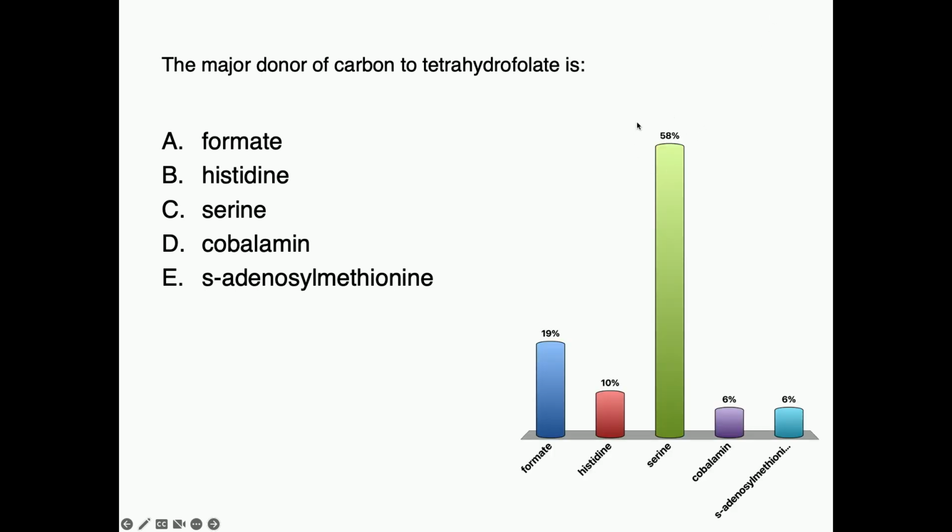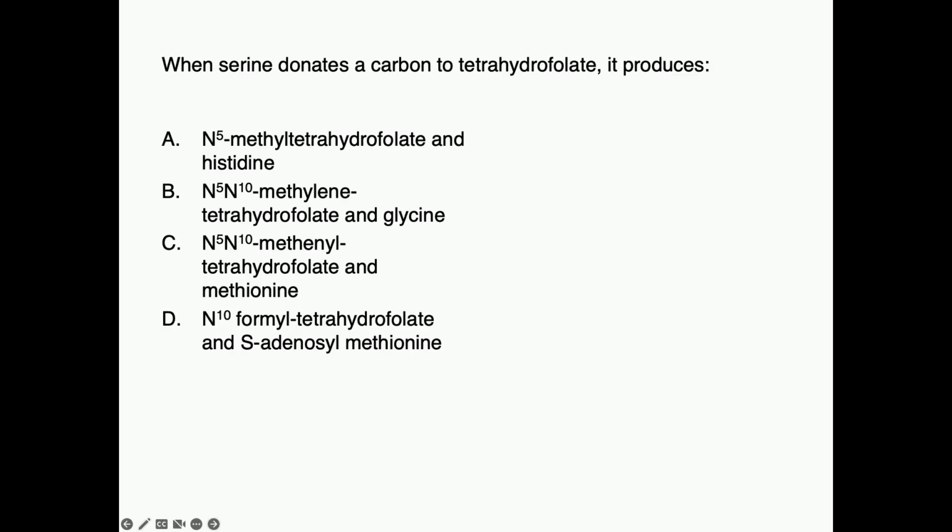Okay, serine, just by the molar amount of carbon that's going into tetrahydrofolate, serine is the major donor. And when serine donates a carbon to tetrahydrofolate, what does it make? It makes one of them. I think it could be A through D. Oh, never mind. Yeah, it was not as hard.